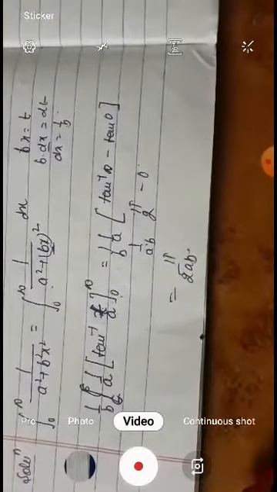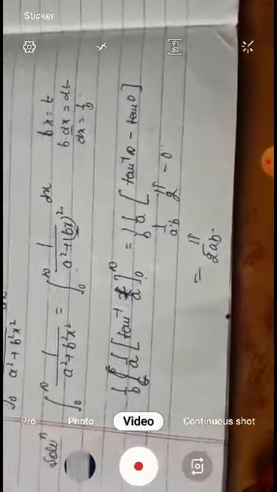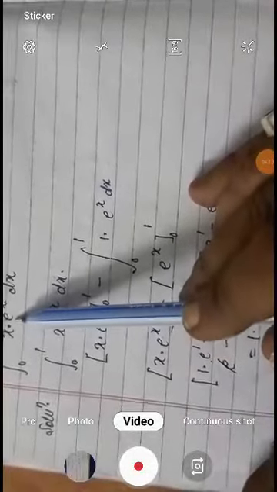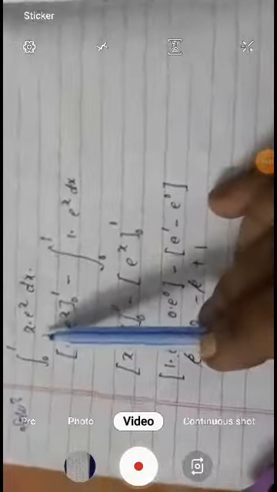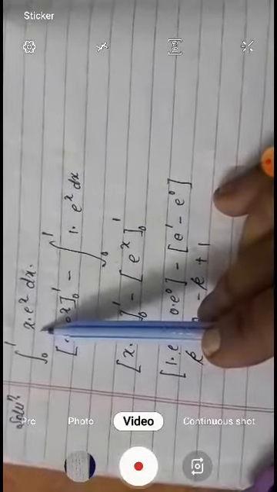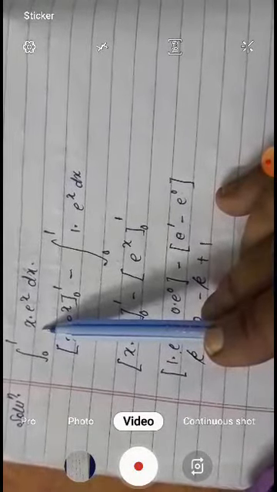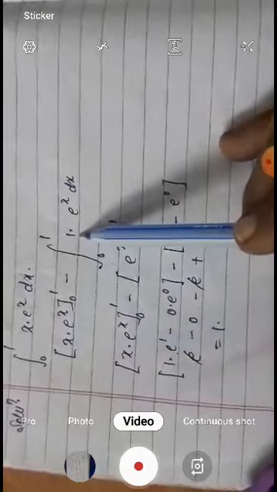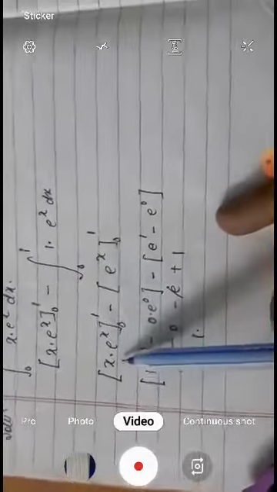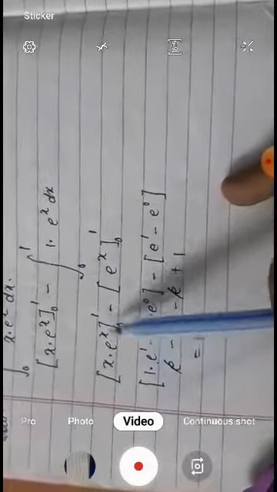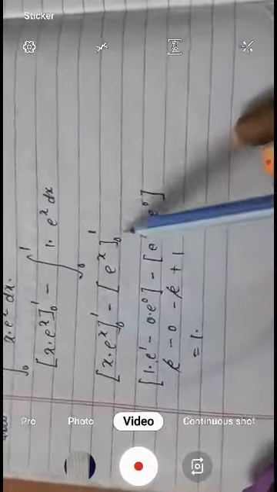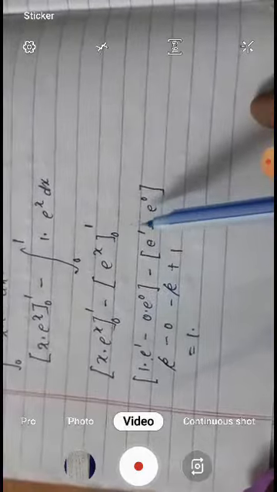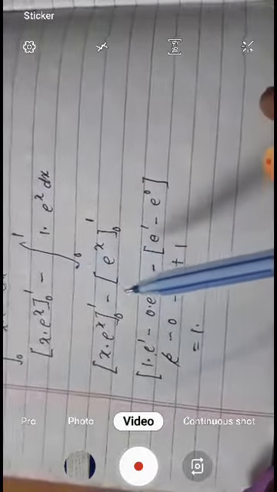Now the next question is on the next page. If we have two functions, x and e to the power x, then firstly we use integration by parts: first into the integration of second, minus the integral of the derivative of first into the integration of second. Integrate all these values and put the limits 0 to 1, and we have the value 1. This is the procedure to calculate the whole value.